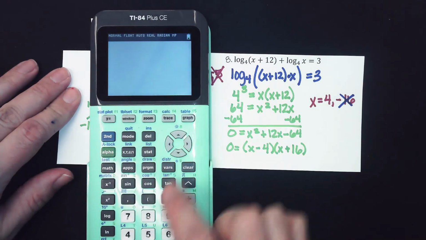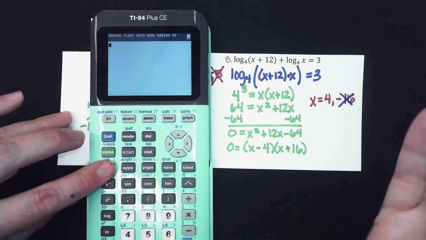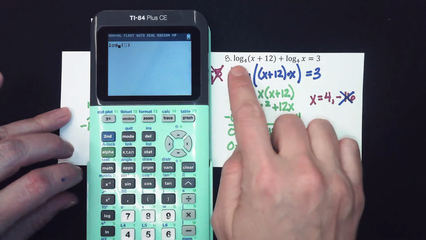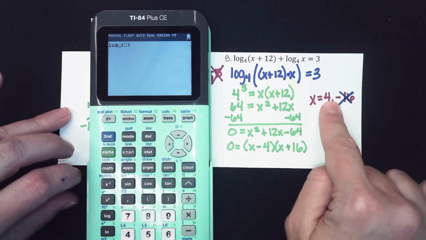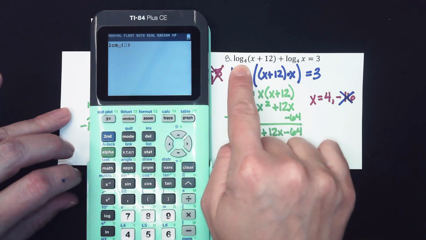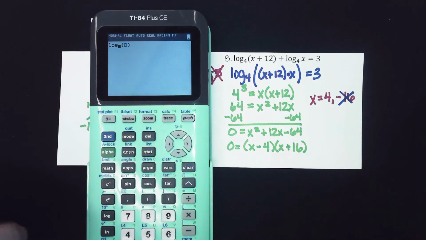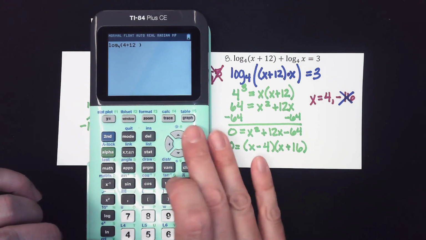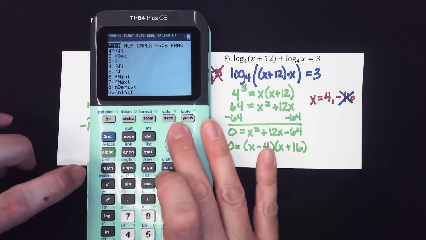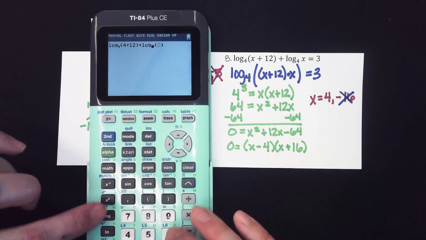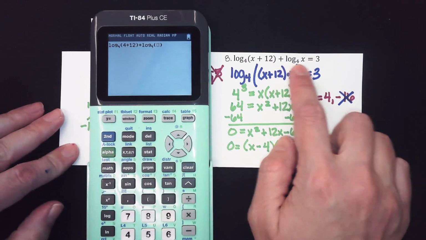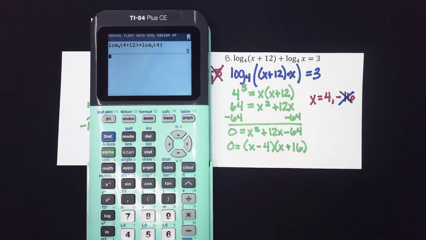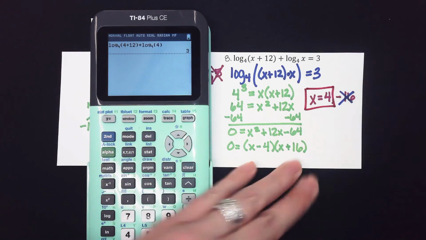Okay, so log base 4. Now again, if you have to, you can do change of base, which would be the log of your 4 here, so 4 plus 12 divided by log of 4. But I'm going to change my base because I can here. So 4 plus 12, get out of my parentheses, plus base 4, and then my x is 4. And that does equal 3. So x equals 4 does work.